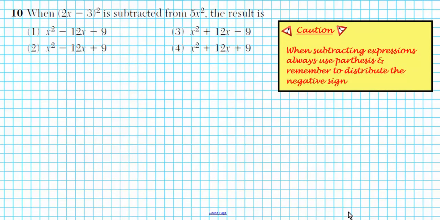Okay, let's take a look at number 10, the last in this review series. It says when 2x minus 3 quantity squared is subtracted from 5x squared, the result is... Now, one caution you want to keep in mind is anytime you're subtracting expressions, always use parentheses and do not forget to distribute that negative sign. Okay? That's a big mistake a lot of students make. That parenthesis is a reminder. It reminds you to do the distribution process.